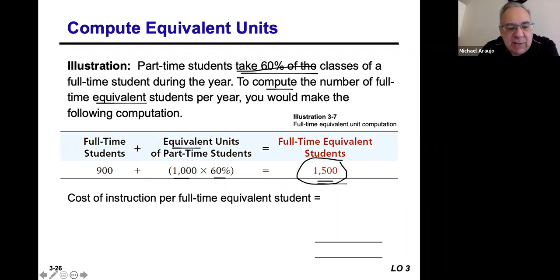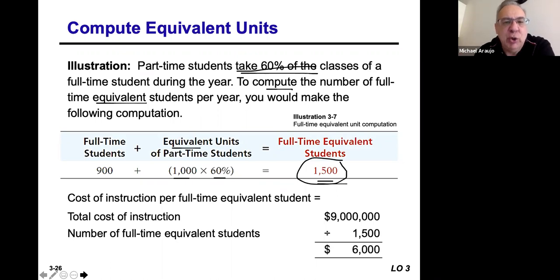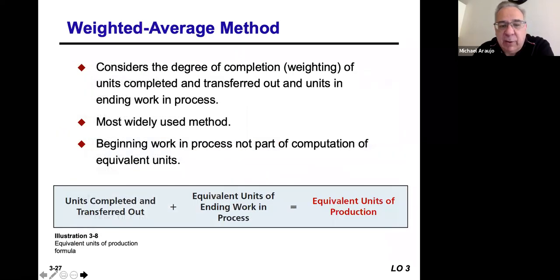Again, the finance vice president said they spent $9 million on instruction. And now we know we have 1,500 full-time equivalent students. So the cost of instruction per student is $6,000. And again, we actually do this in higher ed. I love the fact that they start with that example. Well, let's take a look at a manufacturing example here for equivalent units of production.